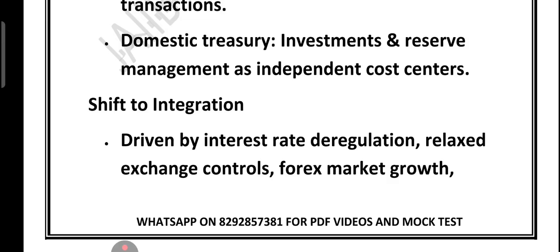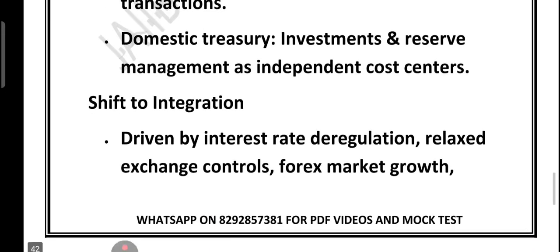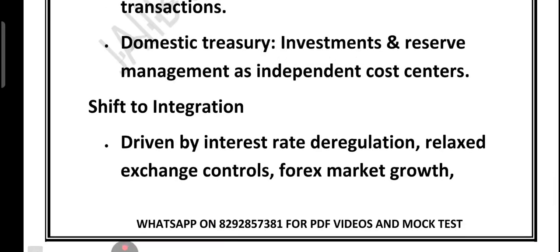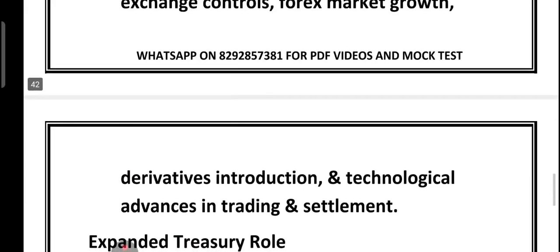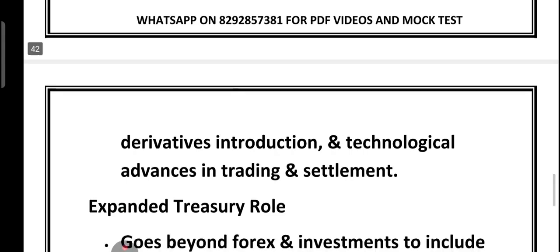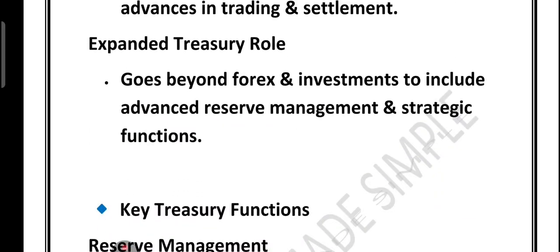So all of treasury was working separately, but driven by some factors which caused this unification. What are the factors? Like interest rate deregulation, relaxed exchange control, forex market growth, derivative, technology, right? Because of all this, the shift toward integration happened. Forex dealing room and ALM department were working separately. Now the expanded treasury role goes beyond forex and investment. It includes advanced reserve management, strategic financial function. So we have talked just now that integrated treasury combines traditional and modern practice, optimizing cash, reserves, and investment.